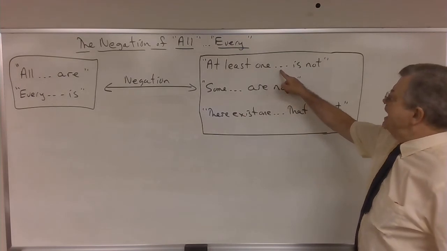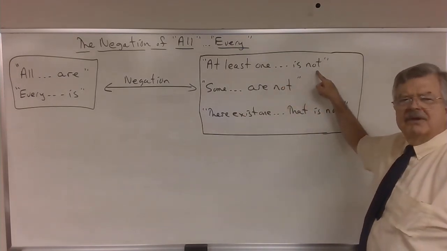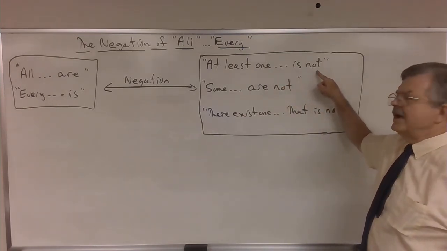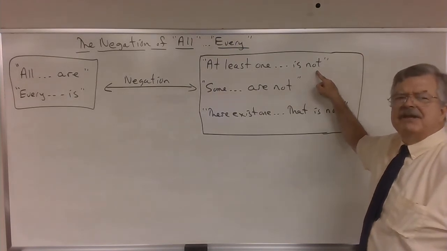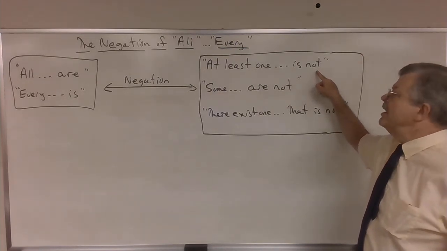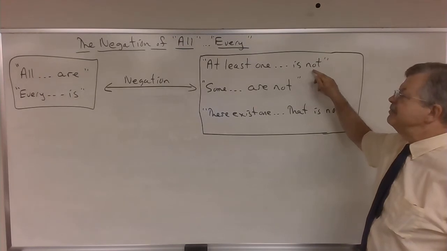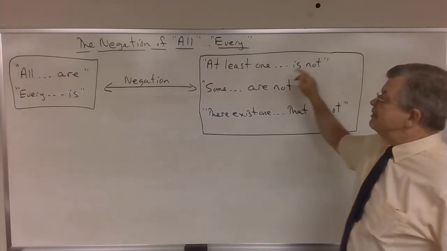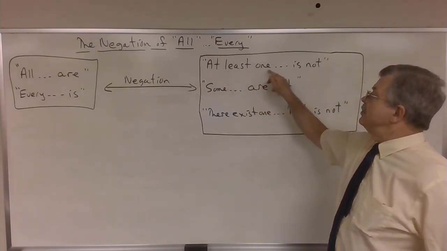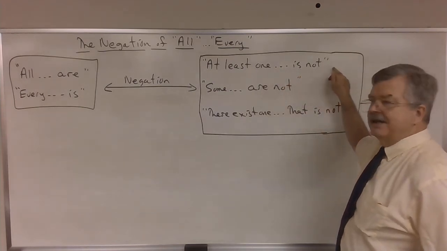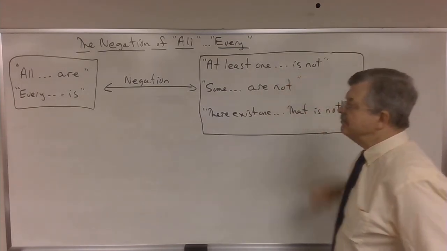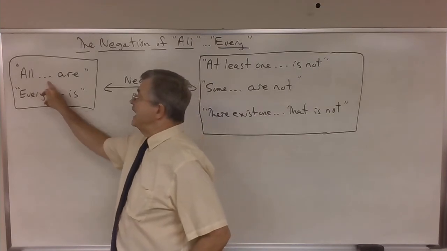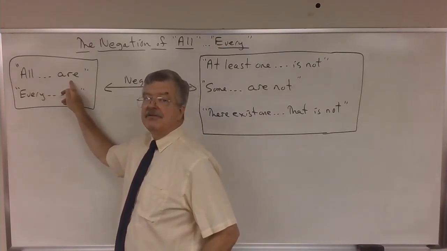At least one astronaut is not a pilot. Well, how do we negate that? What absolutely has to be true in order to make the statement, at least one astronaut is not a pilot, false? All astronauts are pilots. That's what has to be true.